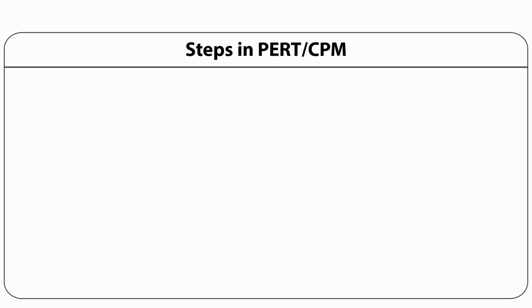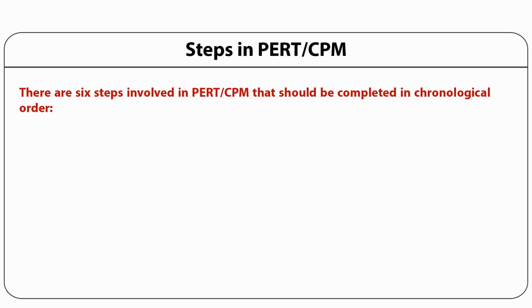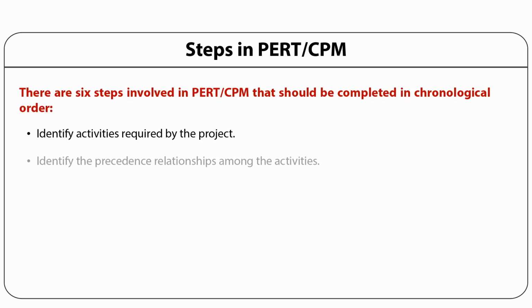Steps in PERT CPM. There are 6 major steps involved in PERT CPM that should be completed in chronological order. Firstly, identify activities required by the project. Secondly, identify the precedence relationship among the activities. This is a very vital step because here we have to see which is the preceding and which is the succeeding activity. And this relationship helps to prepare the network in a proper manner.